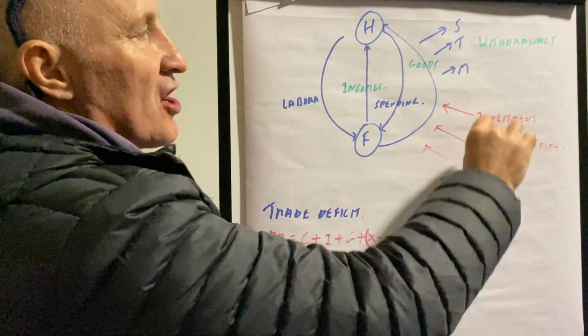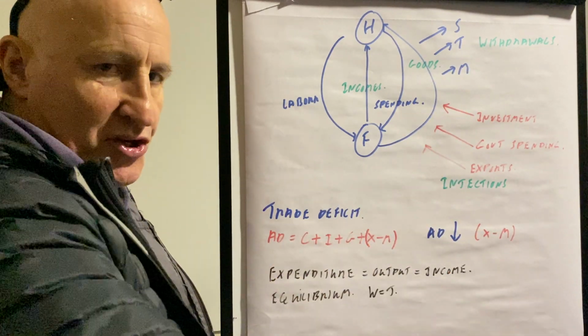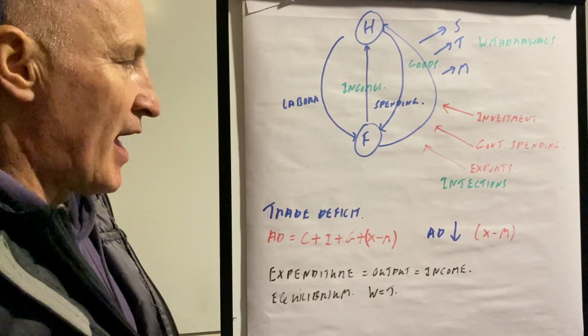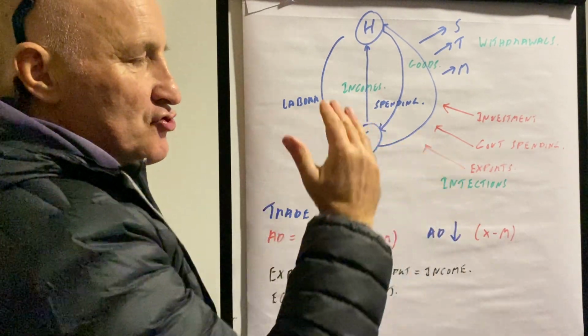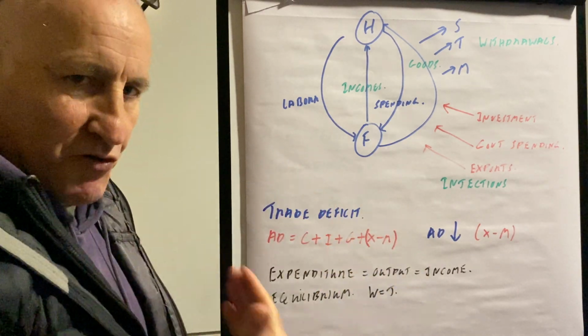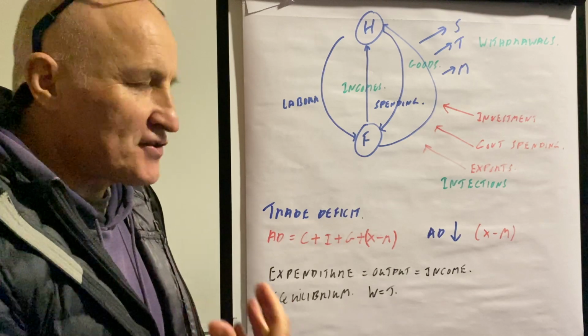And if injections are greater than withdrawals, then we will see a movement from one equilibrium position to another within the economy. Now, obviously within the UK, because we always have a trade deficit, our imports are always greater than our exports, and then this will lead to a fall in AD. So somehow we have to make that up.